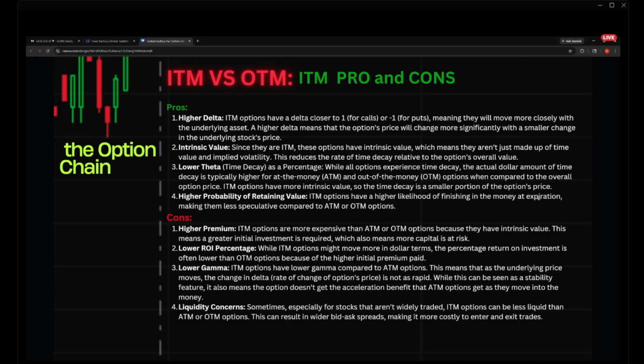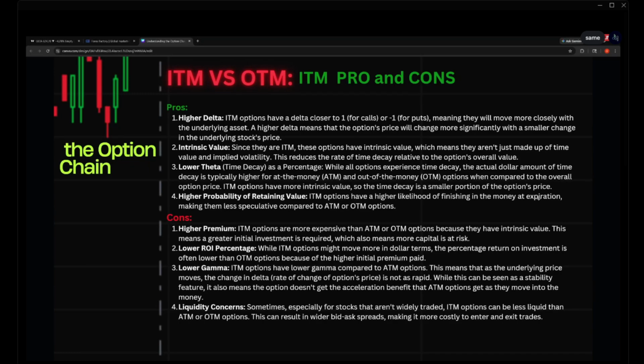It also has a higher probability of retaining its value, right? Have you ever bought a contract with me? Have I ever assigned somebody? No, I don't think so.